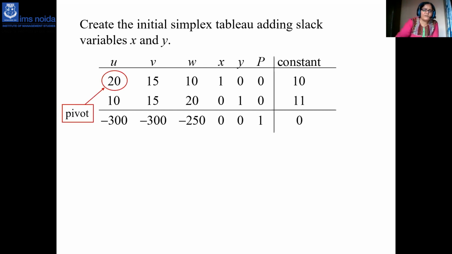So the pivot is 20. How? Because the minimum ratio is getting less. So that's why you are taking 20 as your key element. 10 by 20 equal to 1 by 2, so 0.5, and 10 by 10 is 1. So 10 by 20 becoming 1 by 2, 0.5, is the minimum ratio. So that's why you are taking the pivot element 20.